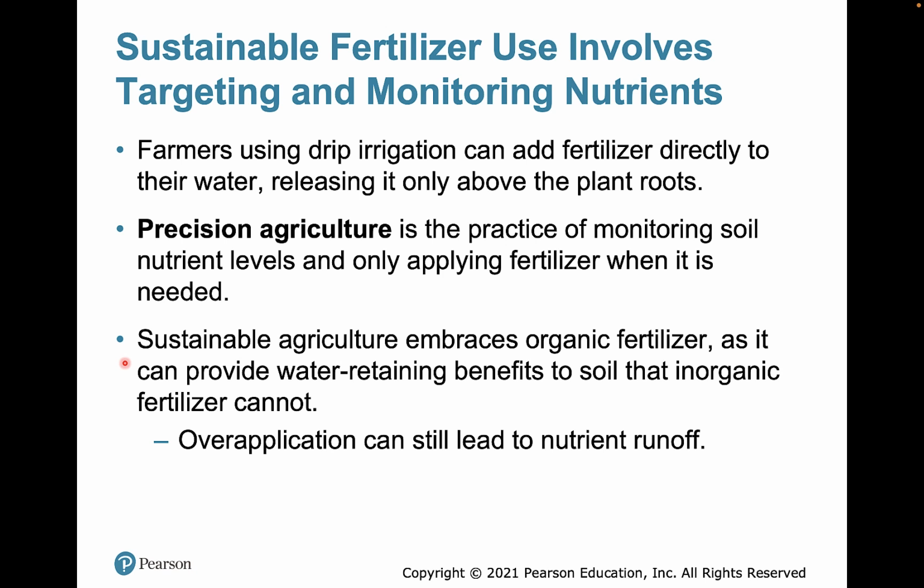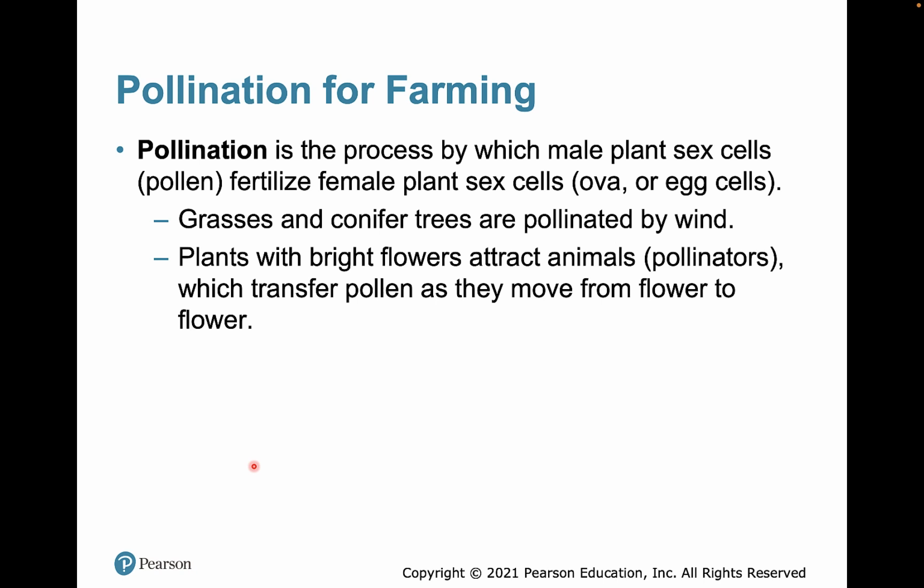And using organic fertilizer as opposed to inorganic fertilizer is going to increase water retention in the soil. So then you wind up using less water for irrigation. But you can over apply organic fertilizer just like you can over apply inorganic fertilizer. So you can still get eutrophication that way. It's not a perfect solution, but it's much better.